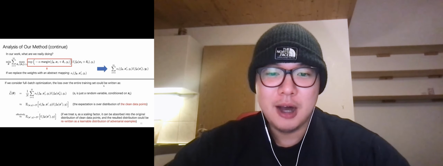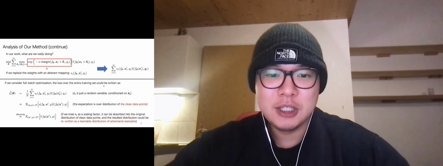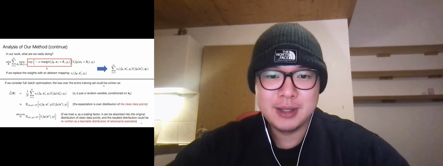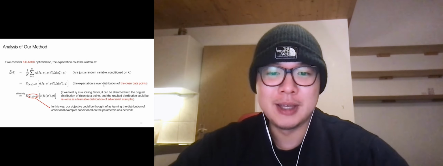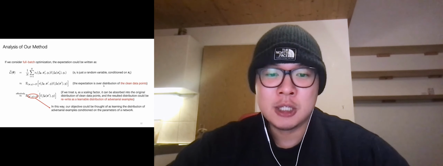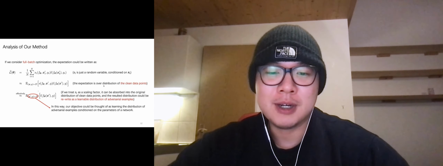As a result, our modified risk is essentially computing the adversarial risk over the real distribution of adversarial examples instead of clean data points. And this distribution is learnable during training since it is conditioned on the parameters of the neural network.